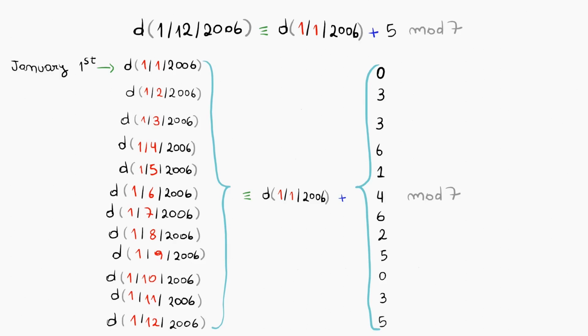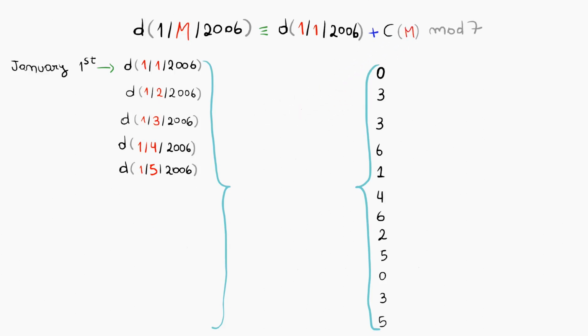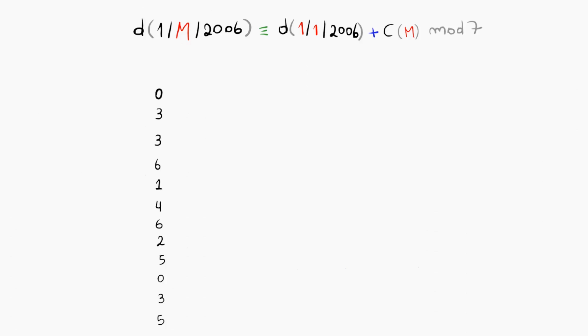Now, generalizing this for any month M, we should add the number corresponding to each month, which we will call C of M. We can organize these values in a table that we need to know for our purposes.